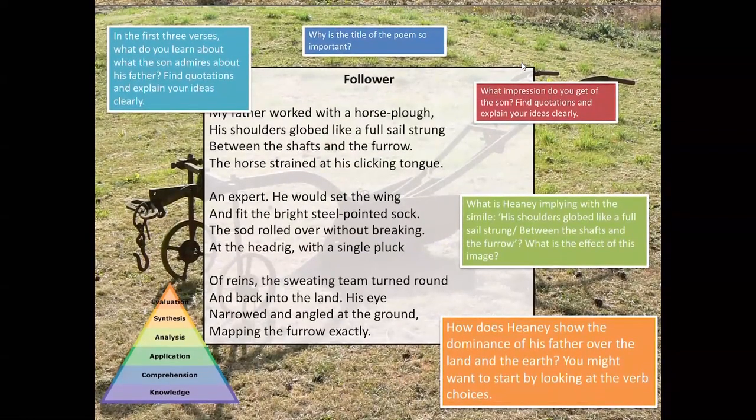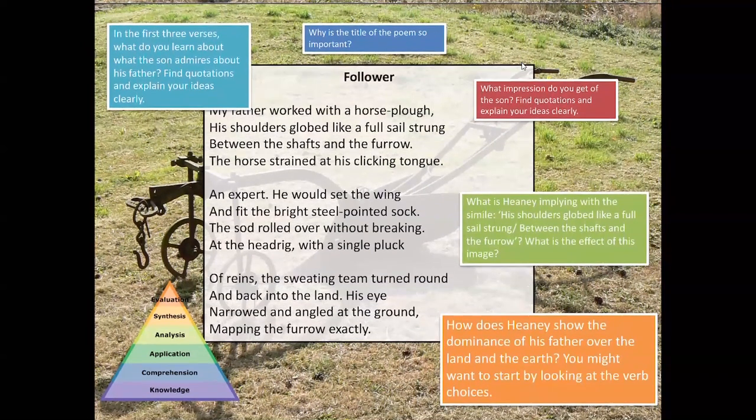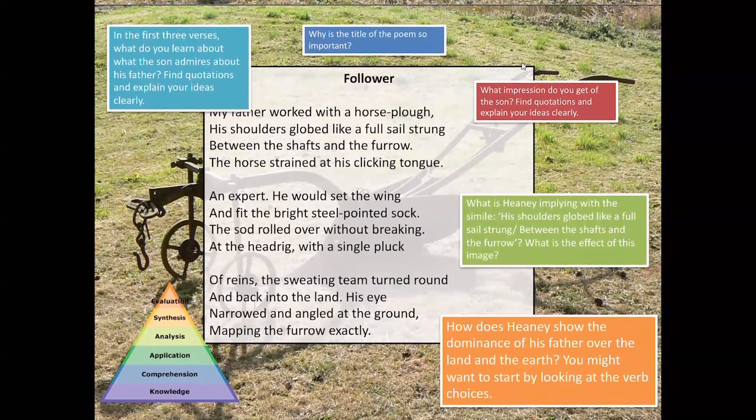Okay, so just a bit of scaffolded questioning now if you are struggling with the poem and you struggle to find your own ideas. I've composed some questions here that will hopefully help you to gain a deeper understanding behind the poem and annotate some quotations. So we're going to start with the title, as we did at the beginning of this lesson. Why do you think the title of the poem is so important now you've read it? Who is the follower? Is he referring to himself or his father, or is it a mixture of both? Is it that we all follow each other in some way? Something to think about. What impression do you get of the son? Try and get quotations that really sum up the son and how he feels or how he compares to his father.